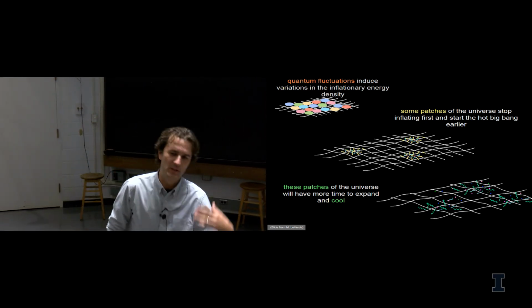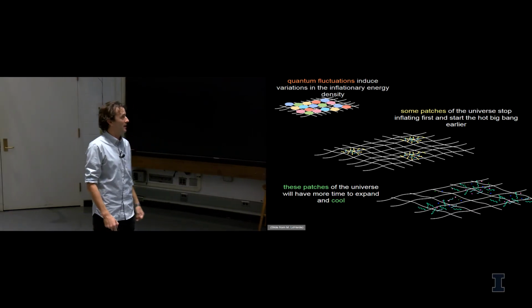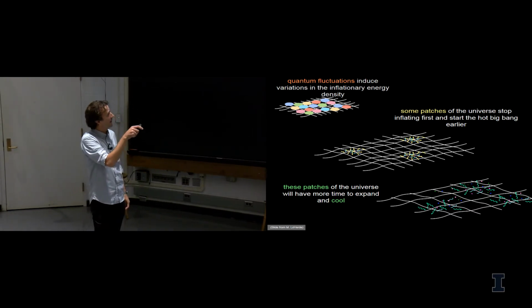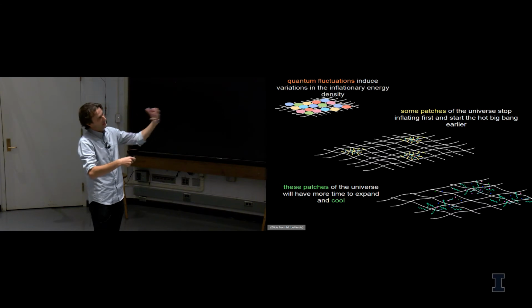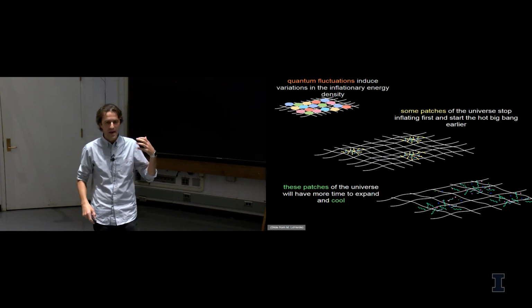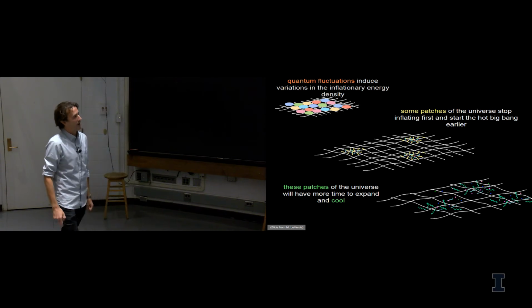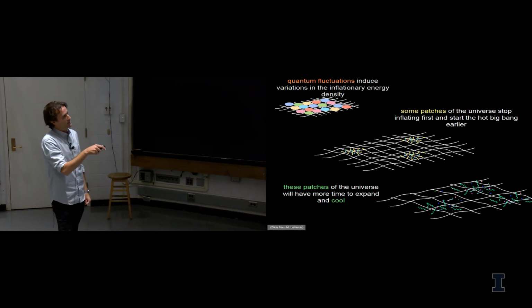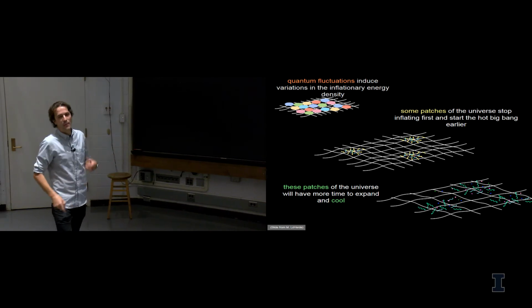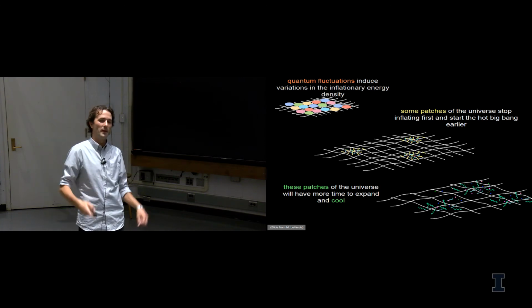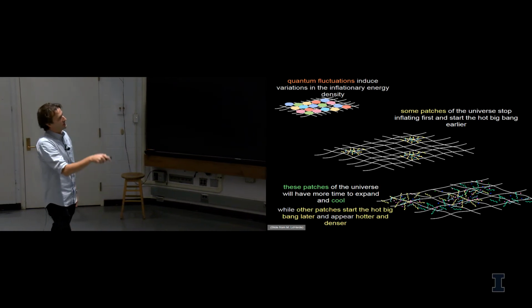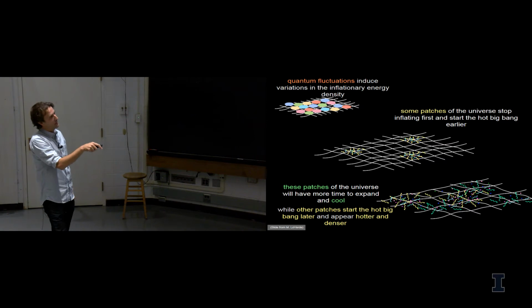This enormous energy density is driving this period of inflation. And so when you make these variations, you make this energy density fluctuate, what happens is that you make some parts of the universe stop inflating a little bit earlier than other parts. So the parts that stop inflating a little bit earlier have time to expand and cool a little bit more than the regions that stop inflating a little bit later.